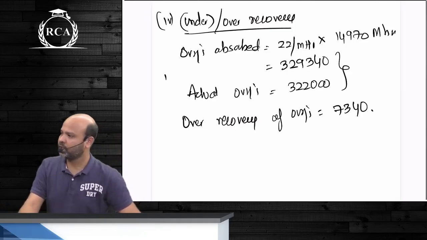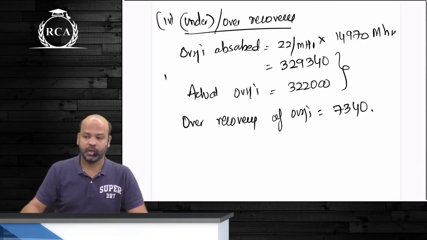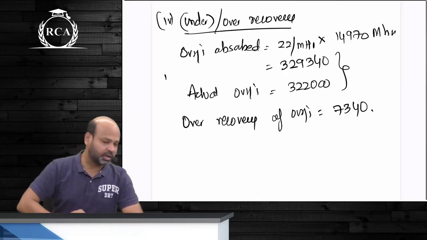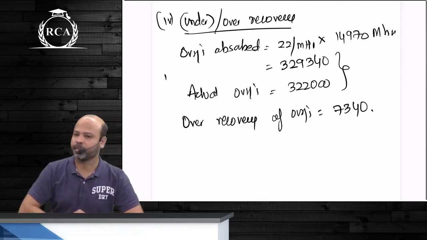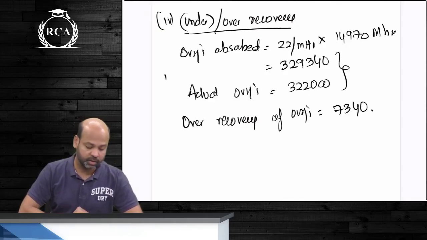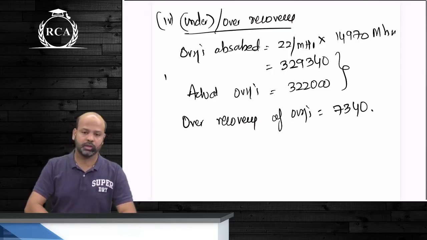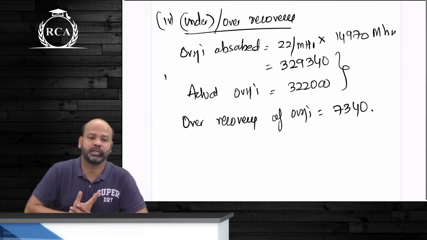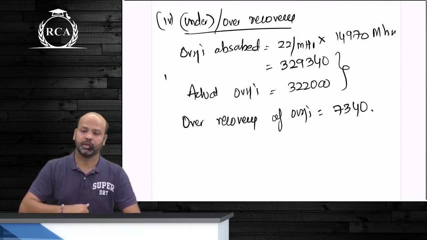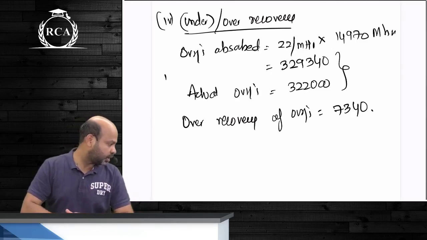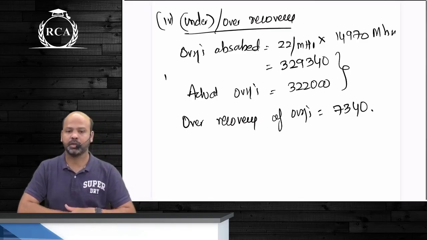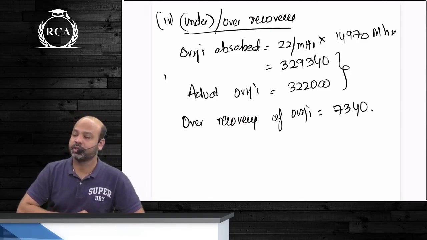All right. Is everyone done with the fourth bit? Over recovery of overheads is 7,340 rupees. Now write down, beta, the fifth bit's answer. The amount of expenditure incurred in each department can differ.